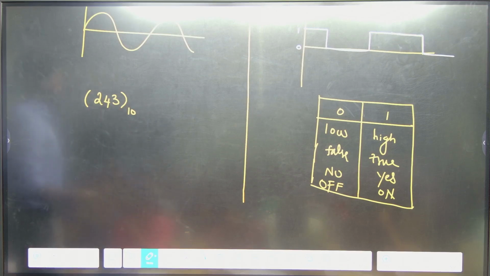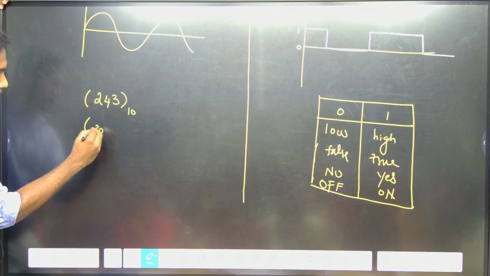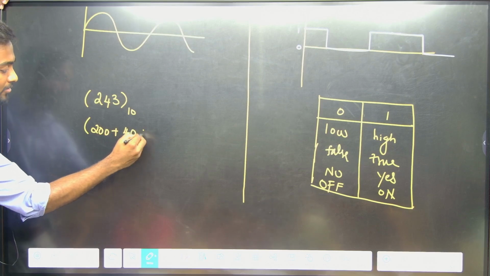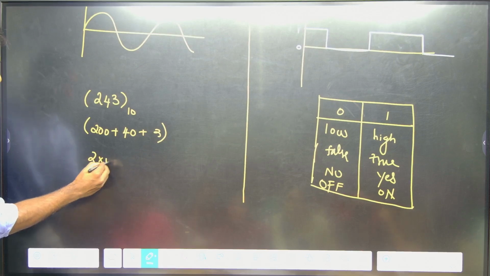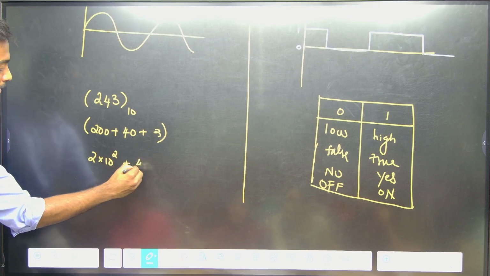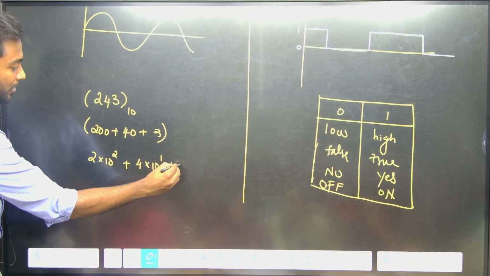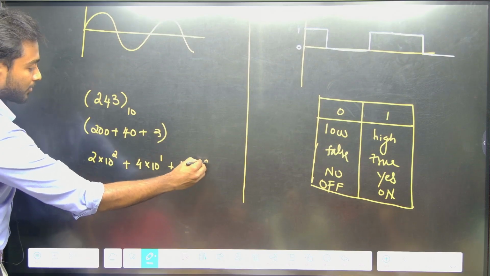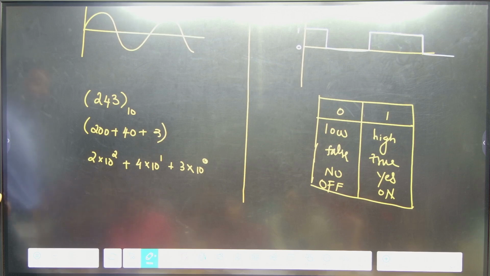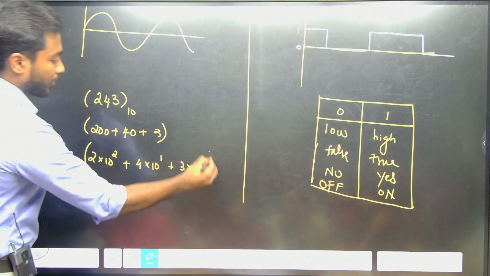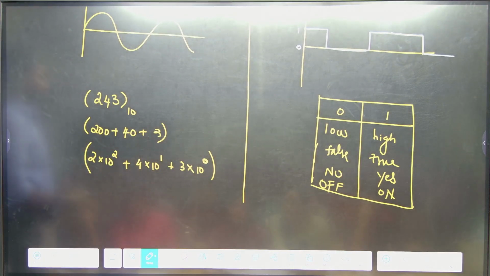So decimal system in terms of 10, in the sense, can I write this one as 200 plus 40 plus 3, and I can say that 2 into 10 power 2 plus 4 into 10 power 1 plus 3 into 10 power 0. Correct? 10 power 0, what is the value? 1. So this is in terms of decimal system 10.